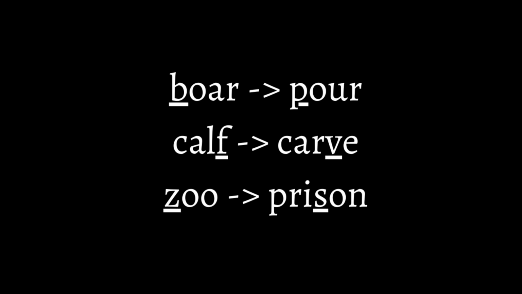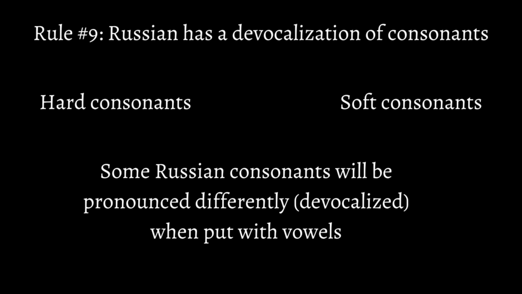In English, this can be shown as be, which sounds like pe, fe, which sounds like ve, se, which sounds like ze, and so on. Even though it's not a big deal in English, some Russian consonants will be pronounced differently or devocalized when put with vowels, which makes for different words.